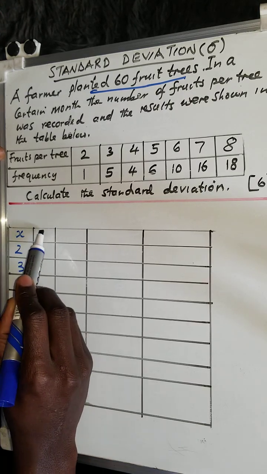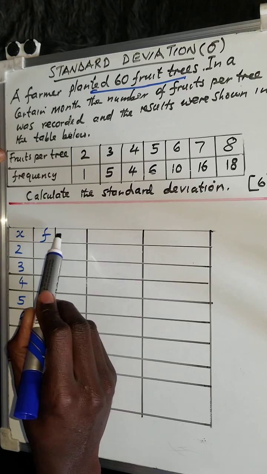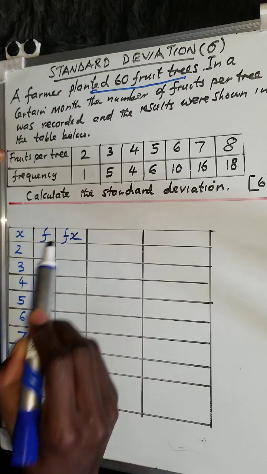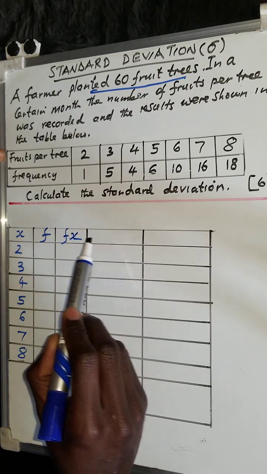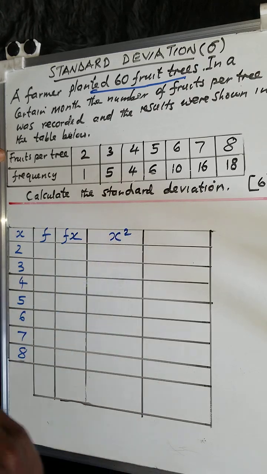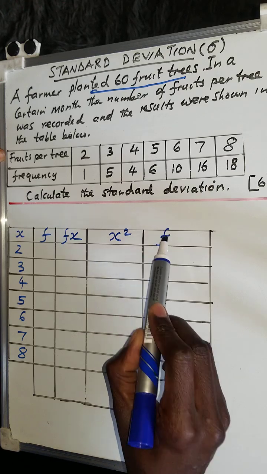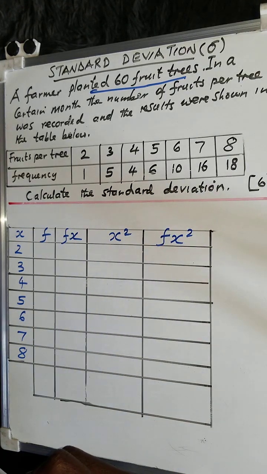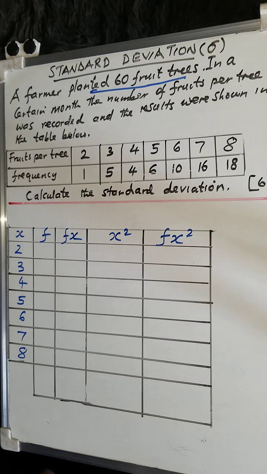Remember, in the next column, you're supposed to have the frequency. Then in the next one, you multiply the frequency times the value of x, the mid value there. Then in the next one, you can simply have x raised to the power 2, and of course, the product of the frequency and the value of x squared. So that is what you can simply do. There's no problem when it comes to that.